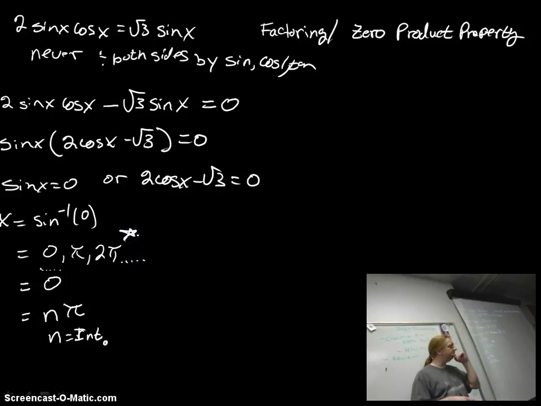Shoot. Why isn't it 2 and... Because it's happening at 0, then pi, then 2 pi, then 3 pi. Sine hits 0 every time it crosses the x-axis. So it happens every pi in the intervals.